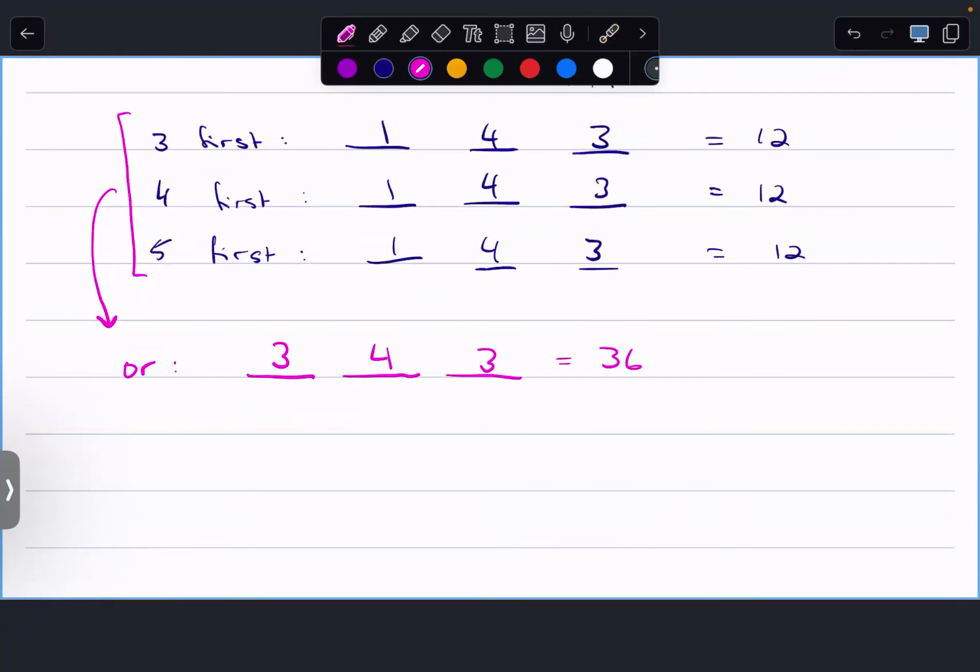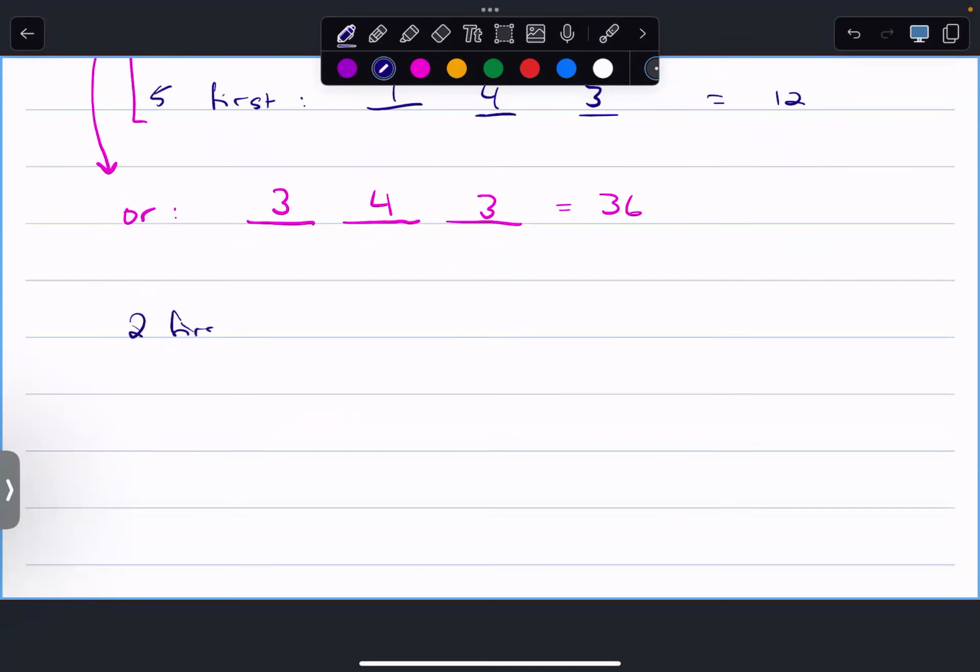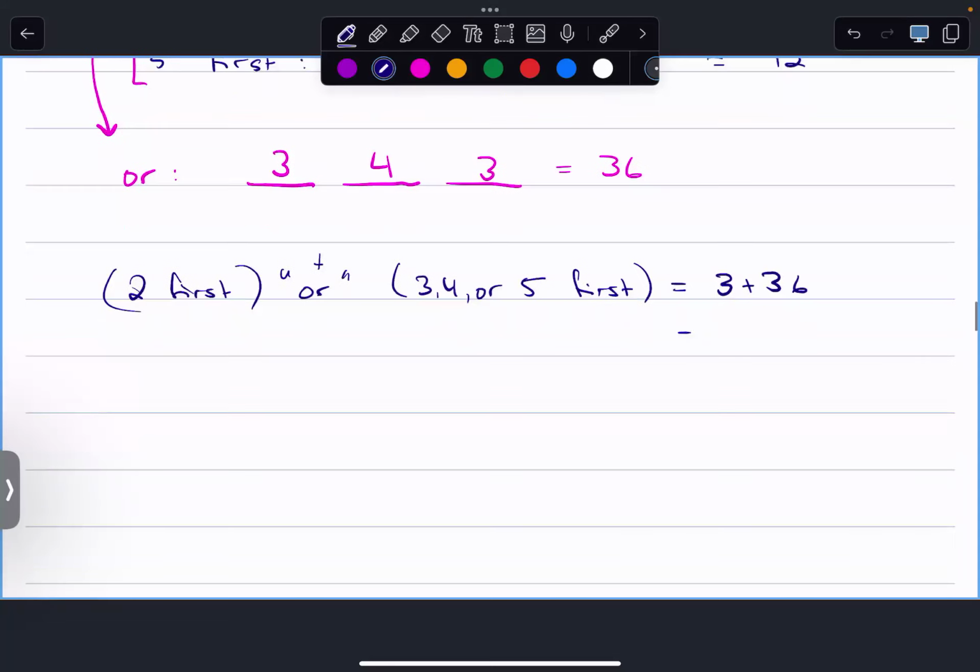Okay. So what we can do is we can say 2 first plus, or maybe I'll start saying or, which is plus 3, 4, or 5 first, which is 3 plus 36, which means that there are a total of 39 permutations greater than 250.